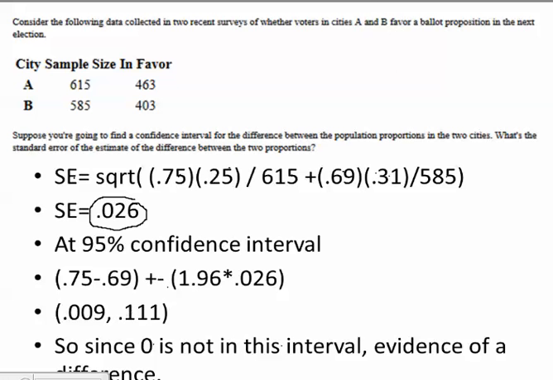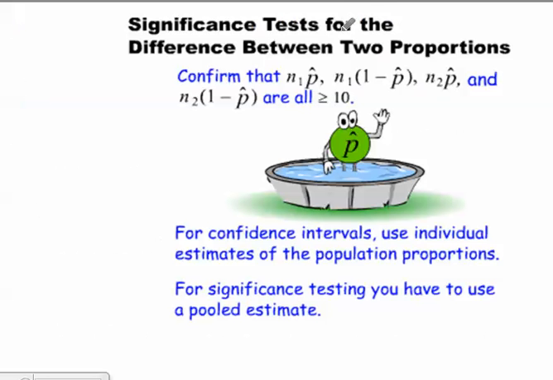Having done that, let's look at a significance test, the difference between two proportions in a significance test. Once again, we have to confirm that all these things are greater than 10. And for significance tests, we're going to pool the estimates of the populations. That way we'll get one p that we'll be able to deal with.